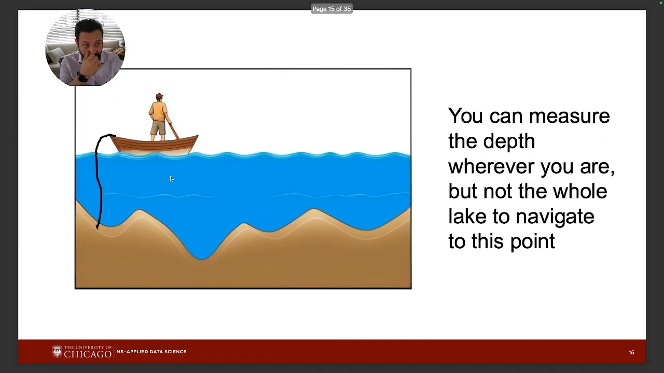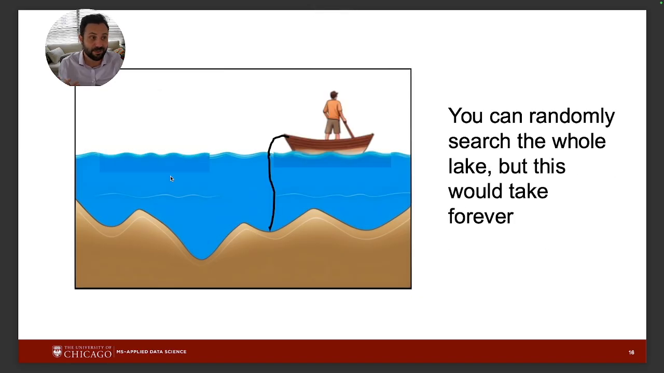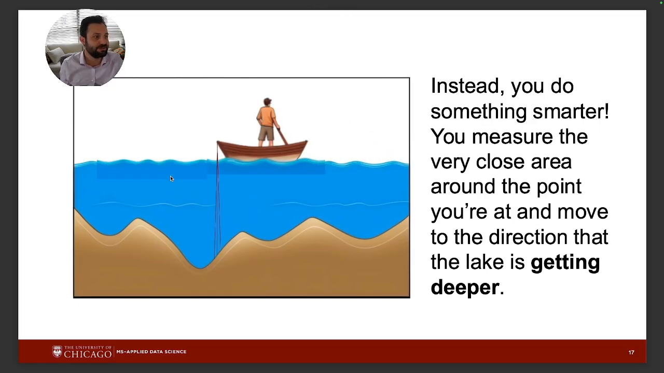You can do that for any given weight value. So you can measure the depth wherever you are. You can go to any place and measure the depth there, but you cannot possibly measure all of the depth values at every place of this lake. It would take forever. What you typically do is, wherever you start, you go to some place, and now you measure the depth, and then I'm going to zoom in a second, and now you measure from this point which direction I should go such that it gets deeper.